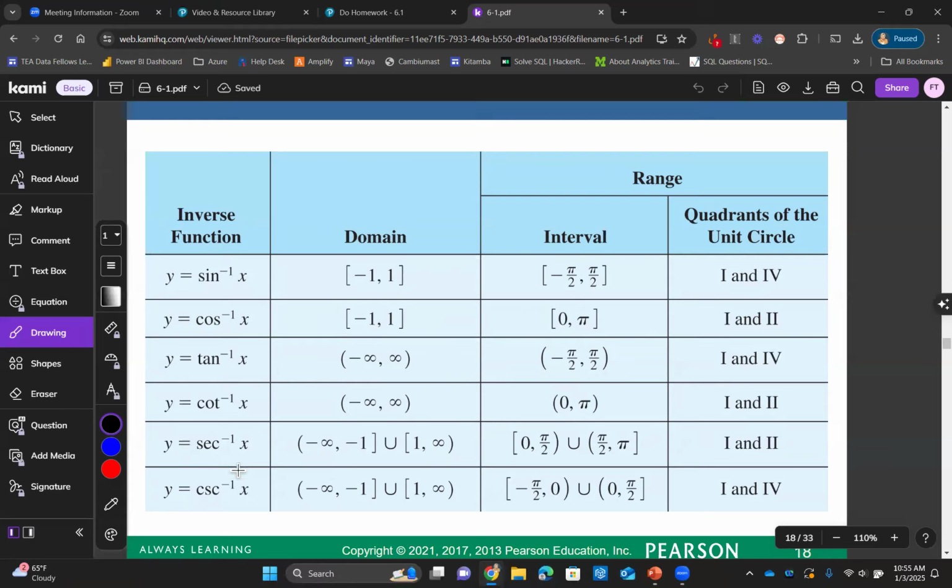For inverse secant of x and inverse cosecant of x, look at domain has a gap from -1 to +1. That means the range is going to change accordingly, because since secant is 1 over cosine, you can't use the x values which make your cosine equal to 0.